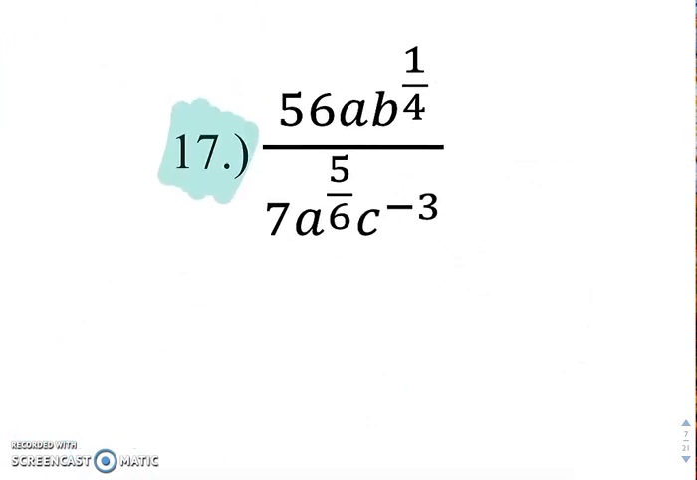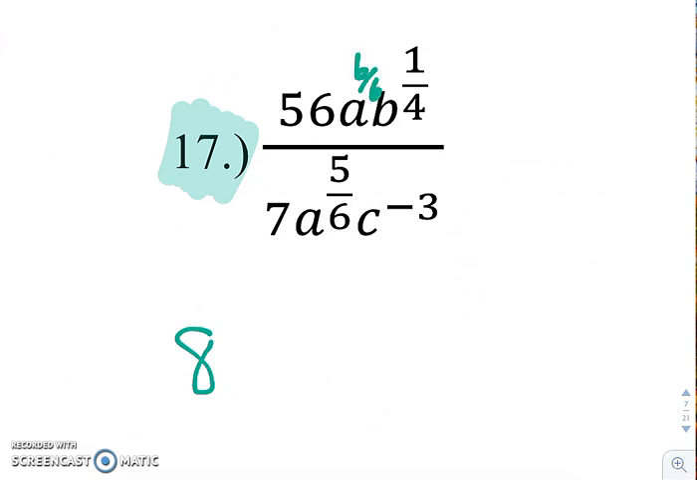So the last one we're going to look at is that one we skipped, number 17. Looks a little crazy, but it's not too bad. So we've got A's, B's, and C's. So the first thing I'm going to do is divide those coefficients out in the front because I can, and it is a division problem. That's what a fraction is. So you do the operation, remember, with the coefficients or the numbers. So 56 divided by 7 is just 8. And if A has an exponent that's a 6th, this is A to the first, remember, so I'm just going to make that A to the 6th.